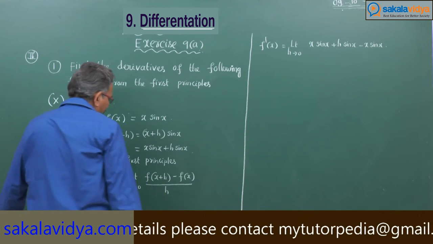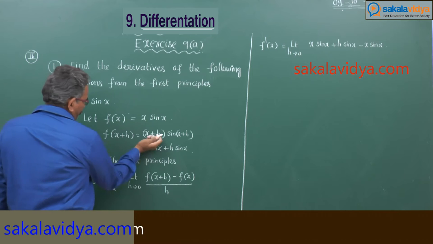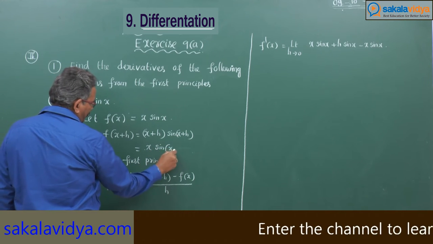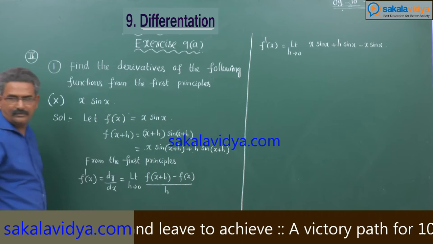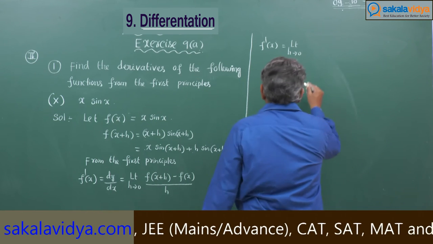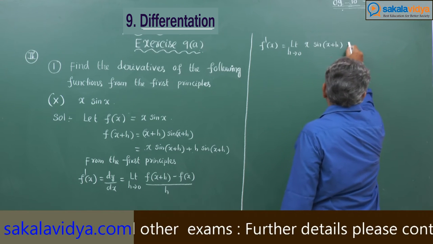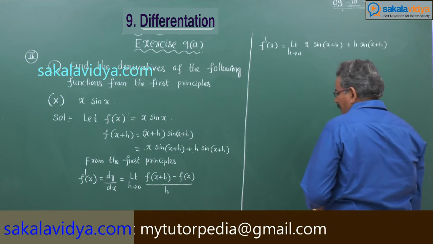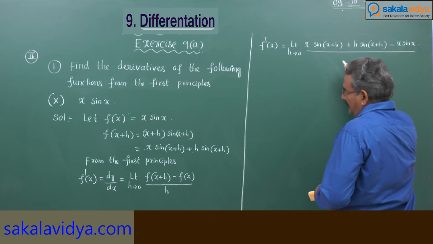And also one more thing we have forgotten here, this becomes sin of x plus h. So this step we have to write x sin of x plus h plus h sin of x plus h. So now this is x sin of x plus h plus h sin of x plus h minus x sin x by h.